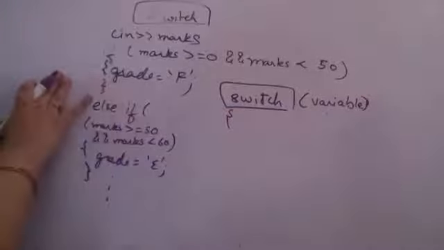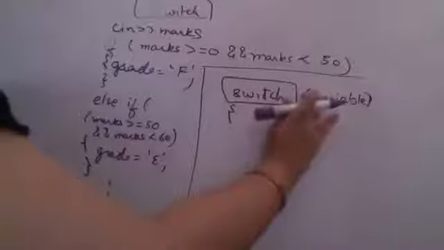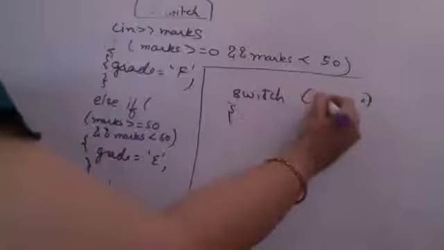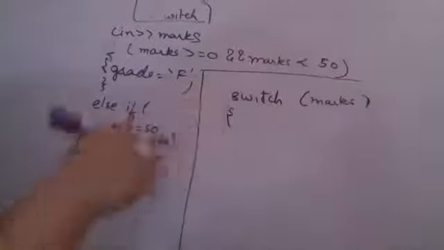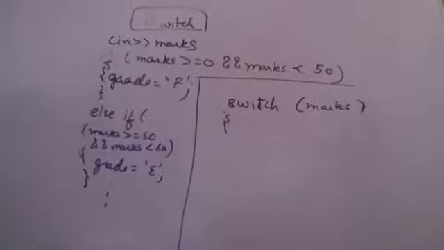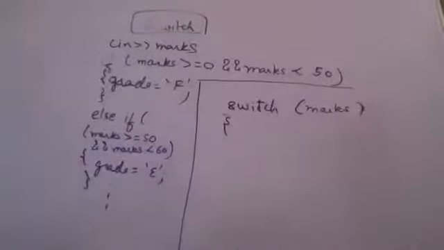So to represent a similar statement, I am taking an example here. Same problem को solve करने के लिए, I can simply write here switch. I write marks, which is my variable name. अब इस marks की various values को मुझे check करना है. Are you all understanding this? Am I making myself clear?